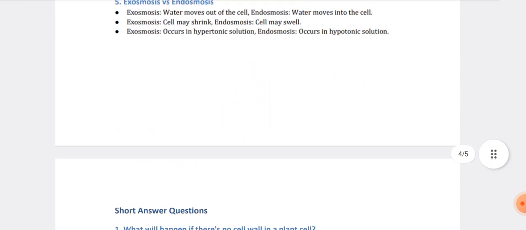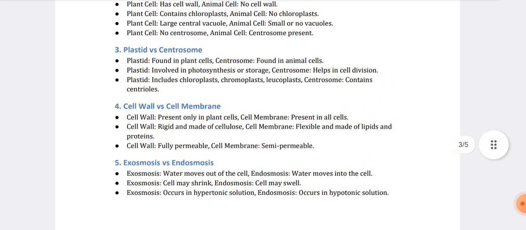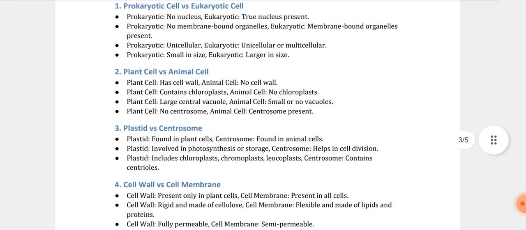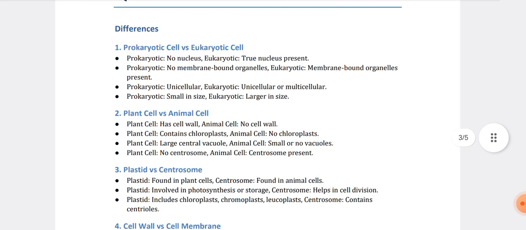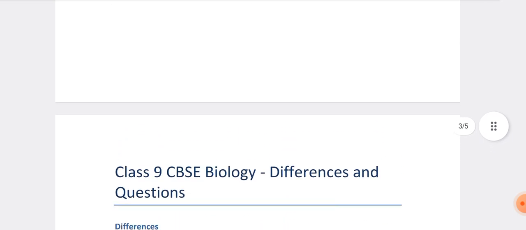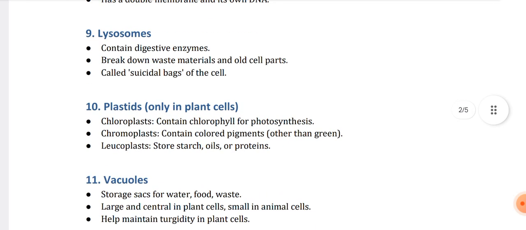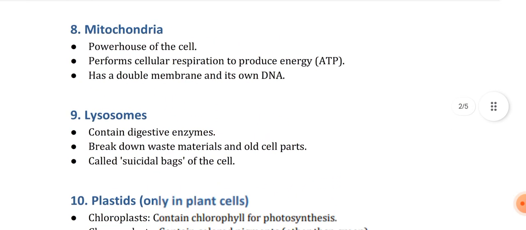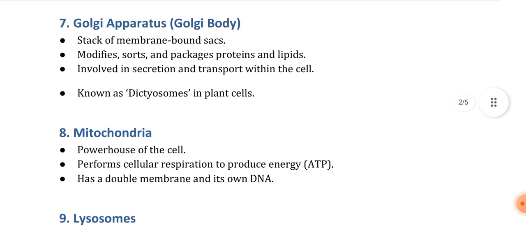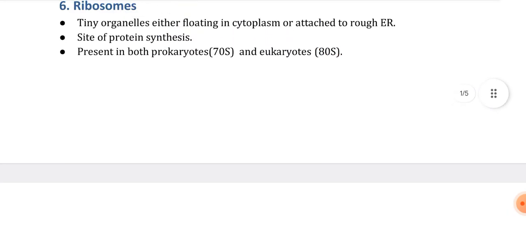And there are also some diagrammatic questions, like you have to practice the diagram of mitochondria and nucleus very well. These are very important diagrams that are often asked to draw and point. So you have to practice them from your book. You can practice them from my teaching sessions.